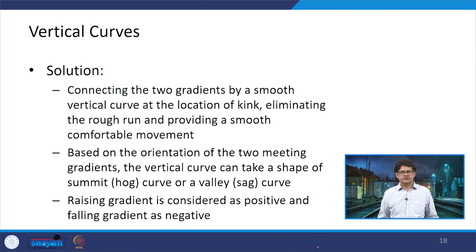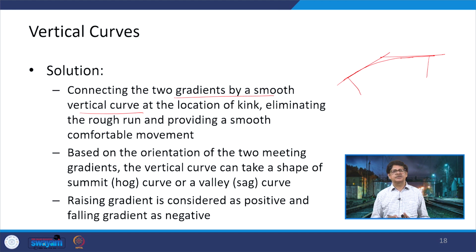So, what can be the solutions? The solution is that we connect the two gradients by a smooth vertical curve at the location of the kink. If we were talking about this type of situation, we say let us have a curve here in this form. When this curve is provided, by virtue of the property of that curve, whatever the provision of gradient, super elevation, anything is there, that is going to be induced slowly and slowly, and that is where everything will be okay. So, it will eliminate the rough run and provide a smooth, comfortable movement.